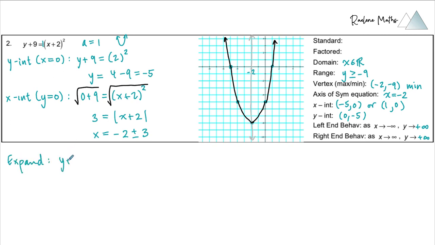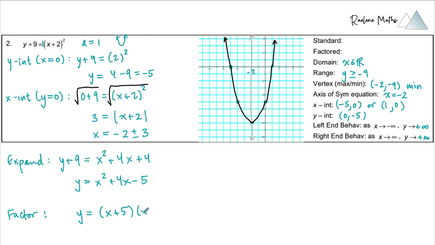And so we get y plus 9 is equal to, keep in mind this is x plus 2 times x plus 2. And when we expand properly, we get x squared plus 4x plus 4, which gives us y equals x squared plus 4x minus 5. So there's our y-intercept at negative 5. And then we can factor this. And we know we can factor because we had nice, neat whole number x-intercepts. And we can factor as x plus 5 times x minus 1.